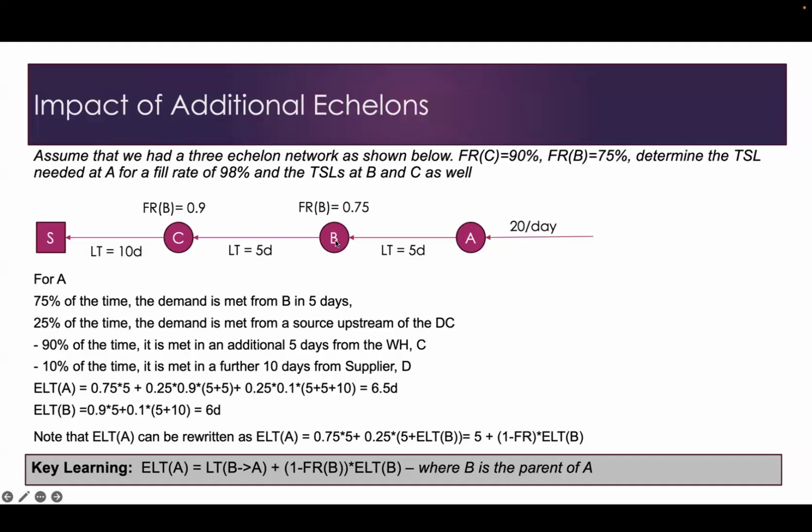And do we agree that for the effective lead time at B, as far as B is concerned, it's 5 days, 90% of the time, and 10% of the time, it's 5 plus 15. Does everybody agree to that? For B. Okay, so that turns out to be 6 days. No issues there, right?